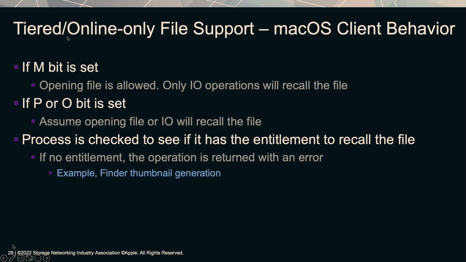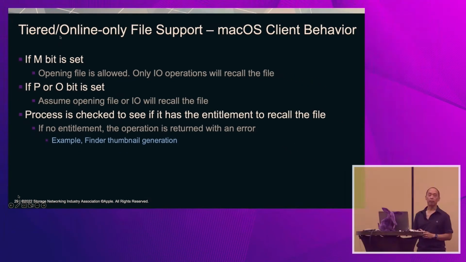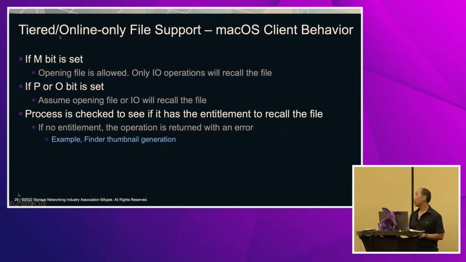A process that's running on macOS, we check to see if it has the entitlement to recall the file. If it doesn't have the entitlement, then we actually deny the operation. So the typical example is Finder thumbnail generation. We always get these reports that Finder is constantly recalling all of these files, and they don't want them recalled.